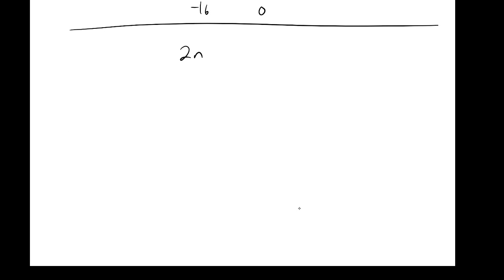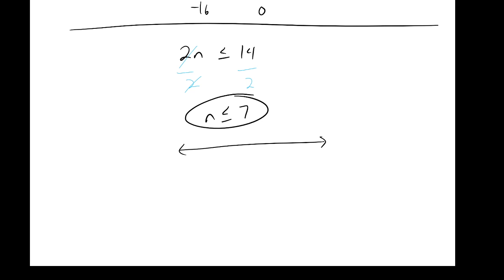How about 2n less than or equal to 14? Let's give it a shot. Ready? Divide by 2, divide by 2, right? And we're going to have n less than or equal to 7. It's pretty straightforward. There were no negatives at all involved, so therefore we're done, right? We don't have to worry about it.